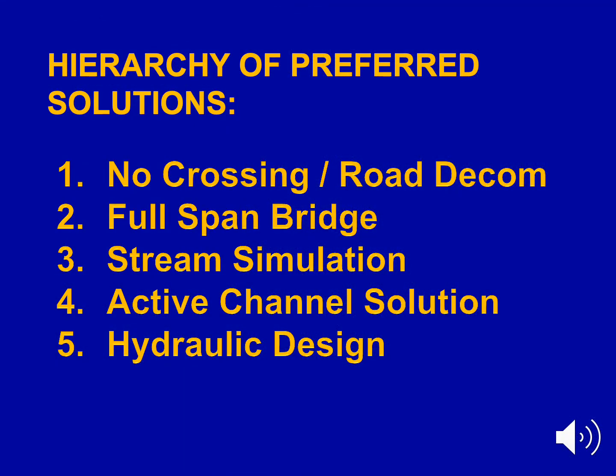So that's kind of a really quick overview of looking at fish passage problems. What do we do about those? This is sort of a hierarchy of preferred solutions. These would be in NMFS stream crossing guidelines. DFW has a very similar process of how to figure out how to deal with a fish passage problem. First option, do we need the crossing?